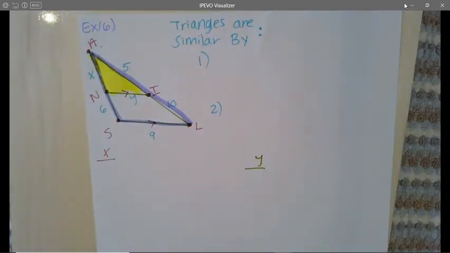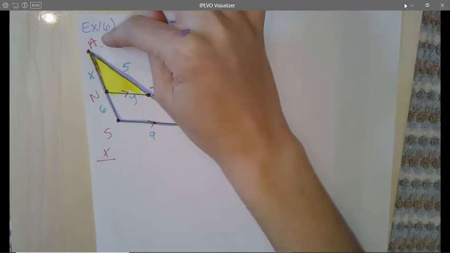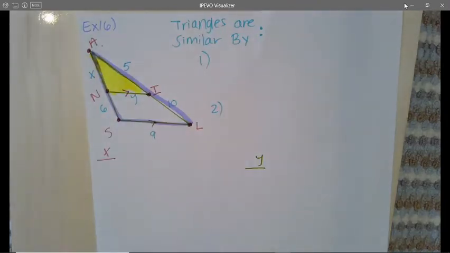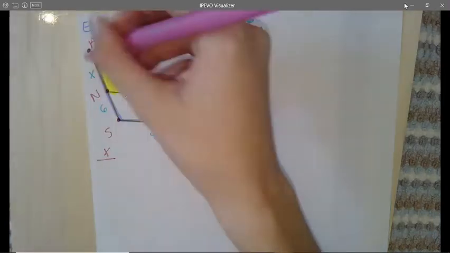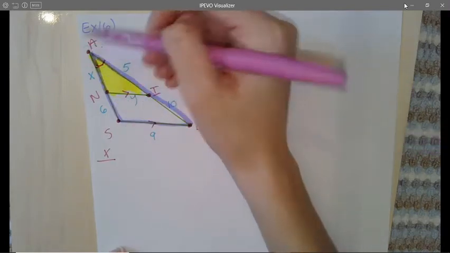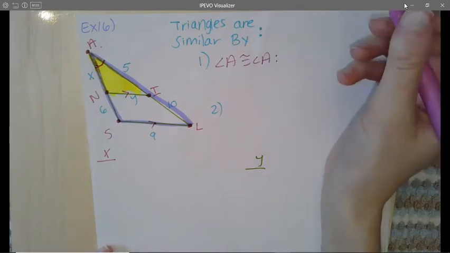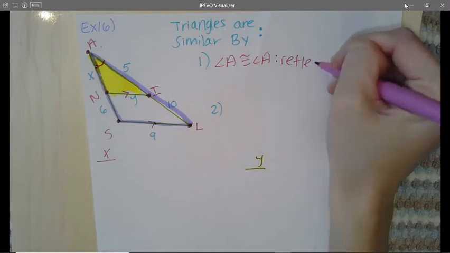Okay, so to start off with, usually when we have overlapping triangles, that means we have one angle that is in common. So which angle is in common between triangle AIN and triangle ALS? Correct, you guys. Again, like normal, it would be angle A. So angle A is congruent to angle A, and both triangles contain angle A. And how I know that is because of the reflexive property.